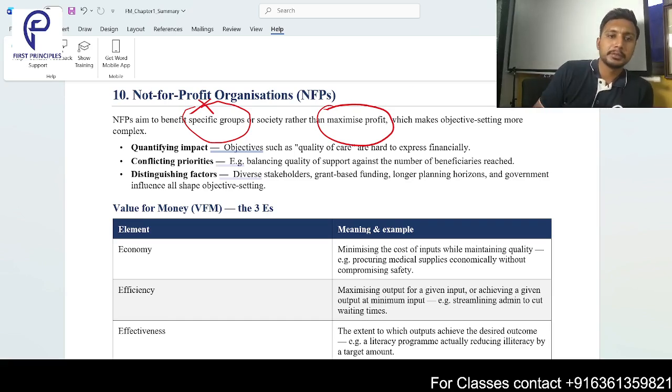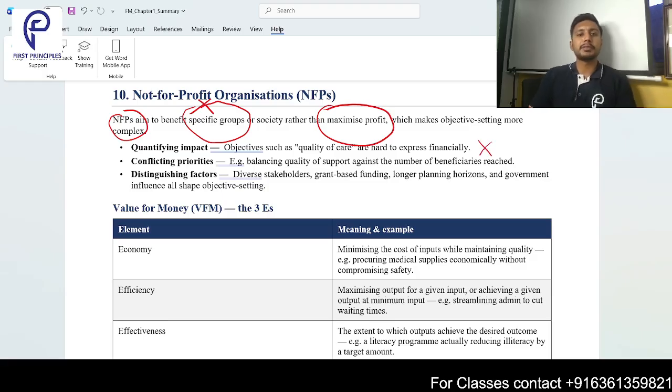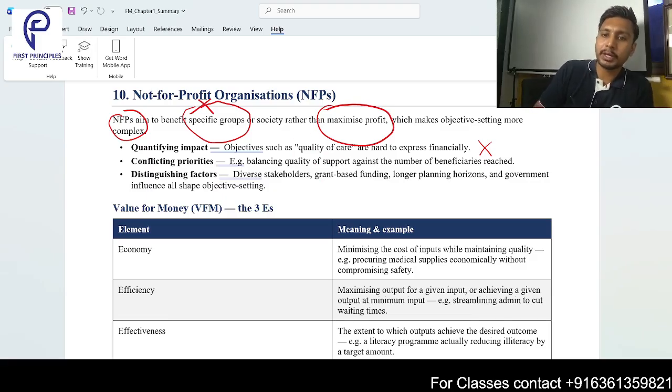Okay. That's why setting objectives in a not-for-profit is even more difficult. Right. So first of all, quantifying impact. Objectives such as quality of care are very hard to express financially. Second, conflicting priorities: balancing quality of support against the number of beneficiaries reached. Right. It's very difficult to measure the quality of support. Like how many people really got a benefit from your support?